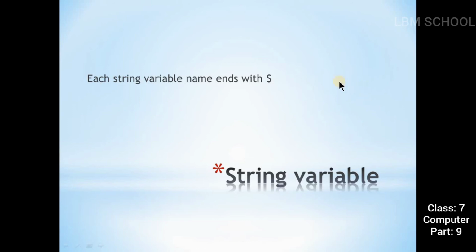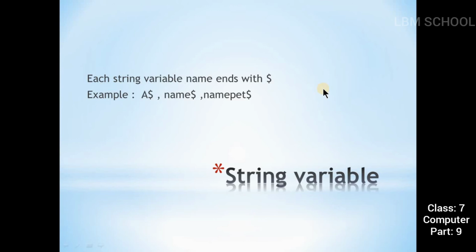How does a numerical variable end? It does not have any peculiarity. We can write any variable: x, y, name, sum, num, etc. But in a string variable, what is the peculiarity? We use a dollar sign at the end of a string variable. What are the examples? A$, name$, name pet$.